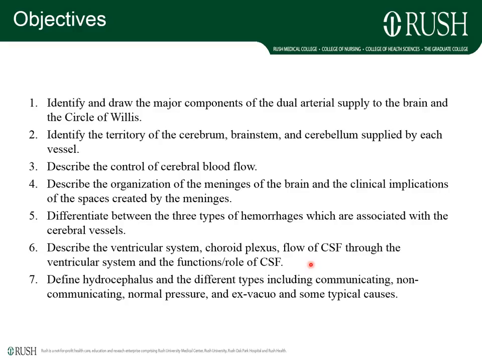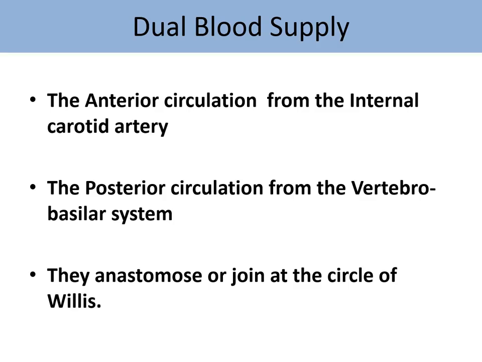the ventricular system, choroid plexus, which generates the cerebrospinal fluid, and the flow of CSF, cerebrospinal fluid, through the ventricular system, and the role of CSF. And then we'll look at different aspects of hydrocephalus, including communicating, non-communicating, and normal pressure hydrocephalus, and others.